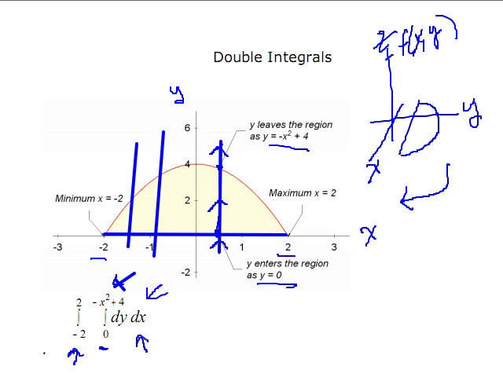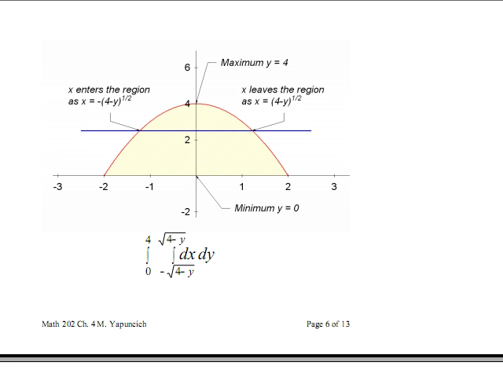Now let's do it the other way. In this case, we picked y to have the constant limits. So its minimum value is 0, its maximum value is 4. So y is going from 0 to 4. That becomes the outside integral, and it will be performed last.